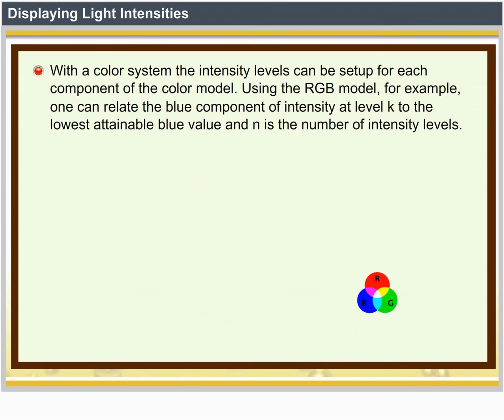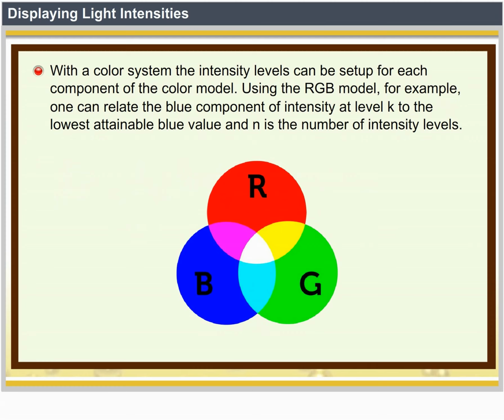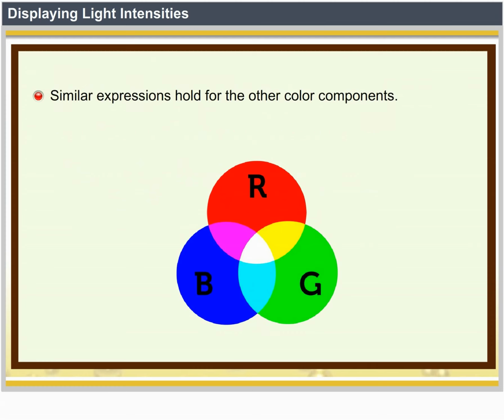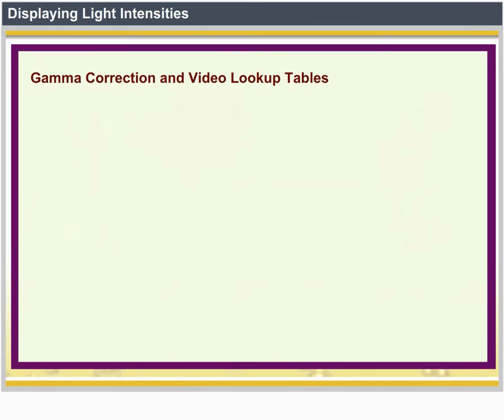With a color system, we set up intensity levels for each component of the color model. Using the RGB model, for example, we can relate the blue component of intensity at level k to the lowest attainable blue value, and n is the number of intensity levels. Similar expressions hold for other color components. Gamma correction and video lookup tables.